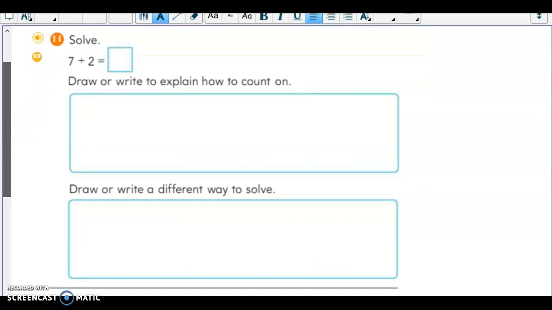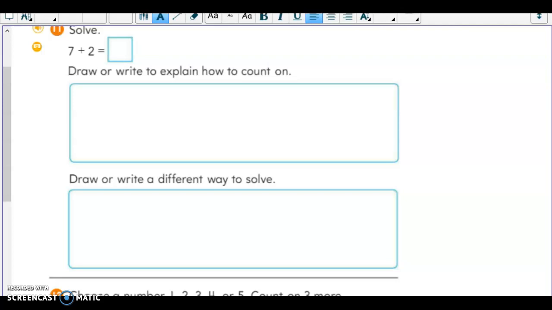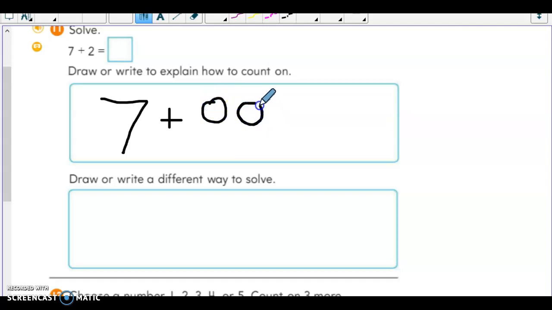Okay, this back part seems a little tricky, but we just have to draw to explain our thinking. So it says draw or write to explain how to count on. So we're going to start with 7, and we're going to add on 2 more. So just like the cards did on the front, I'm going to write a big number 7 right here. Number 7 plus, I'm going to draw a circle here. This is 8, and this is 9. Okay, so we would say 7, 8, 9.